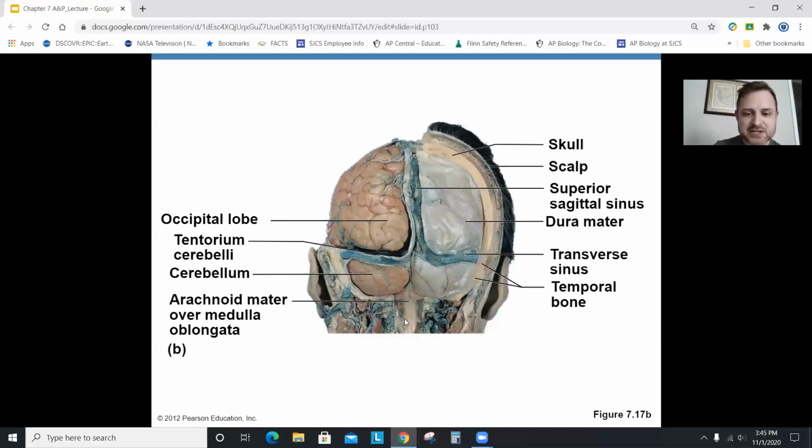Okay, cool. Actually, here you can kind of see the arachnoid mater. You can see how it's kind of cobwebby looking.